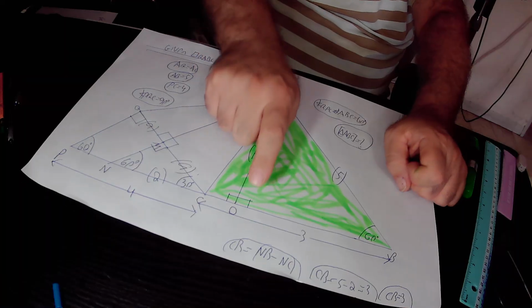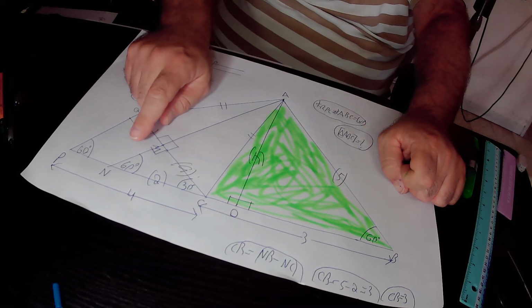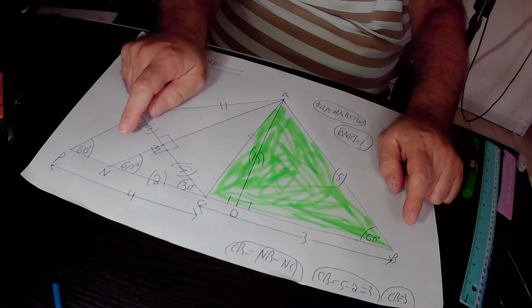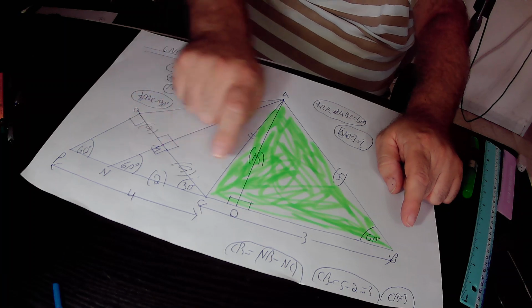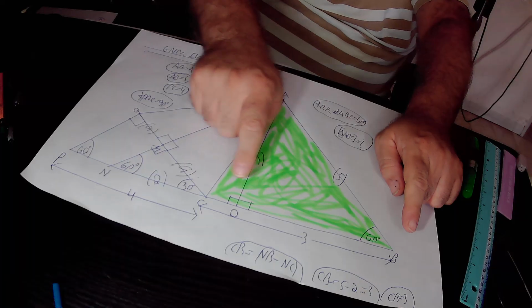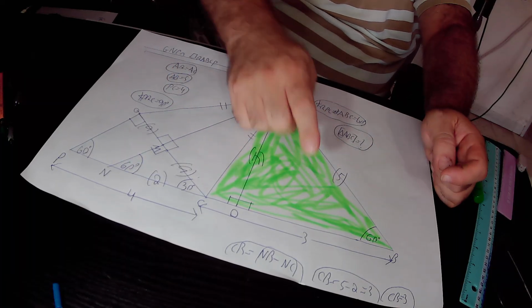Again, CB equals NB minus NC. So CB equals NB, which is 5, because it is one side of the equilateral triangle ANB. Therefore it equals 5 units in its length. Minus NC. NC equals 2. So in total CB equals 5 minus 2, that is 3. CB equals 3 units in its length.